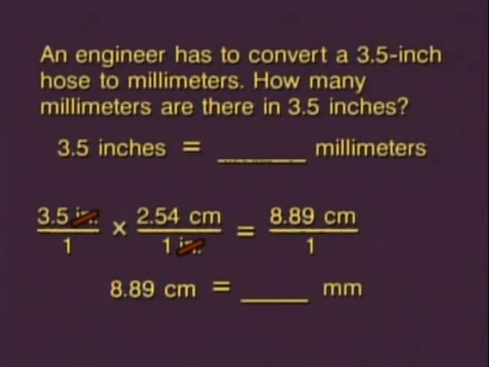We'll use the smaller right rule. A millimeter is 1 unit smaller than a centimeter, so we'll move the decimal 1 unit to the right. It's 88.9 millimeters. The 3.5-inch hose measures 88.9 millimeters.